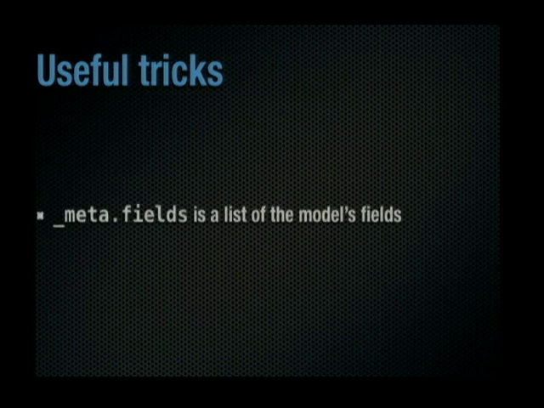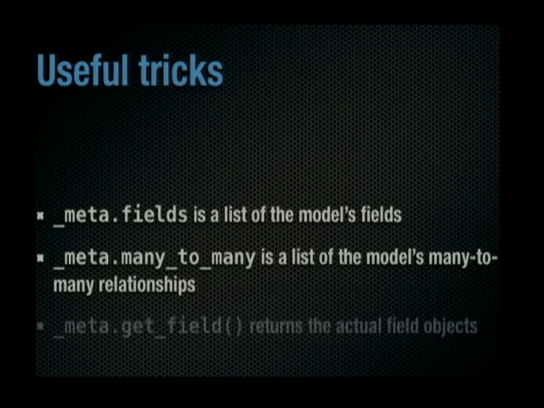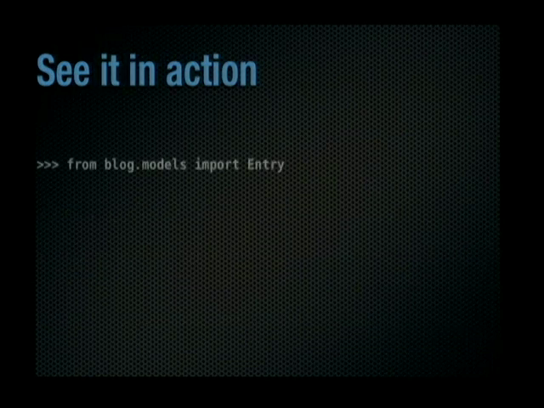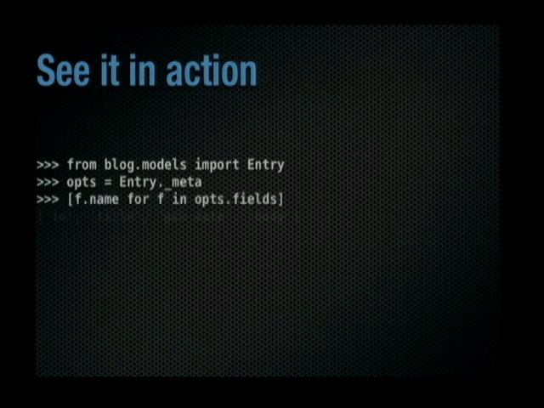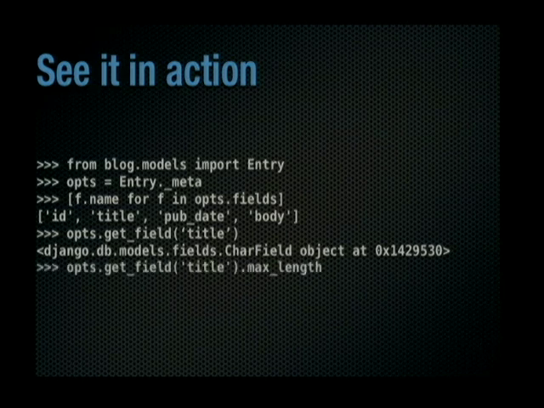Things you can do: _meta.fields is a list of all the fields on your model. _meta.many_to_many is a list of all your many-to-many relations. get_field can return the actual field objects that you can then introspect. So let's say we have our Entry model that we wrote a while back. We can get its options. We can look at, well, what's the list of fields on it? There they are. This is how things like the admin and model forms find out what fields your model has. We can ask for its title field, and there it is, it's a CharField instance. We can ask for things like the max_length of the title field. So we can introspect and find out validation constraints this way. And again, this is how some of Django's form system does it.